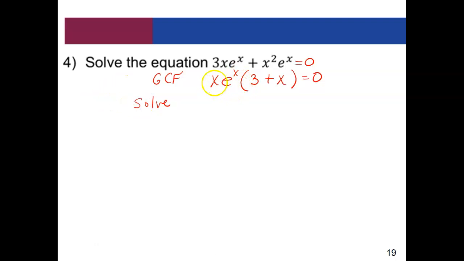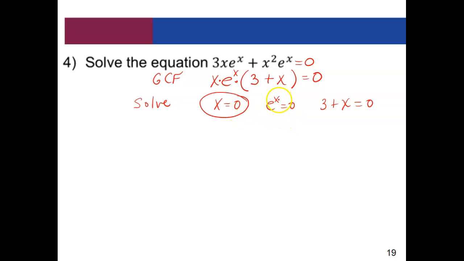And we'll solve it by setting each factor equal to 0. So we have to be careful. We have 3 different factors. This is a factor, this is a factor, and this is a factor. So we're going to set each one equal to 0. So x equals 0, of course, is just an answer there.